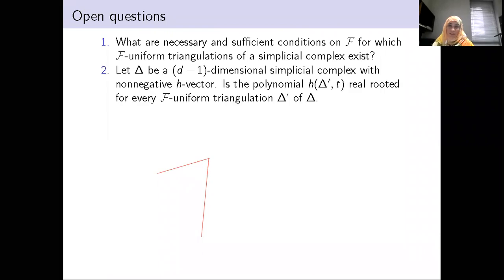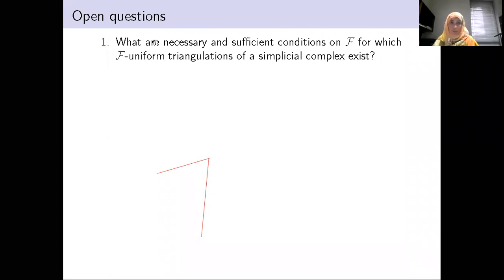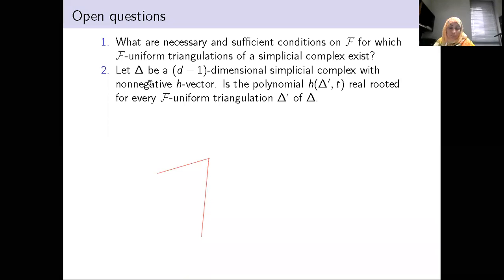And here are a few questions. So I will just end up with these questions. The first question is, what are the necessary and sufficient conditions on this triangular array for which uniform triangulations exist? Because not for every kind of triangular array can you find a uniform triangulation, but for which ones, you need to answer this. And there is another question: for every uniform triangulation, is the h polynomial of this uniform triangulation real rooted or not?